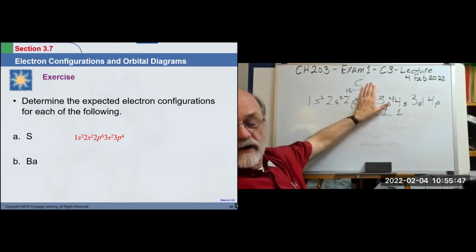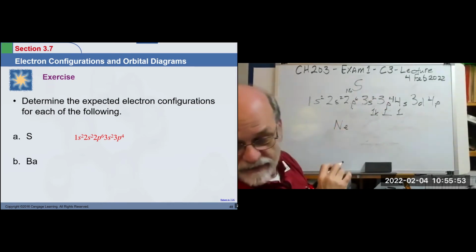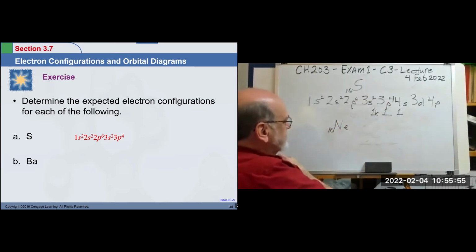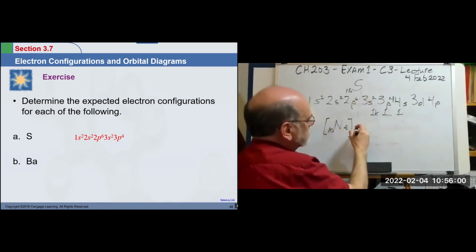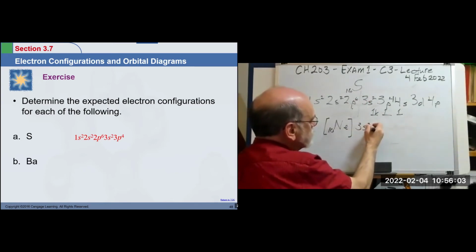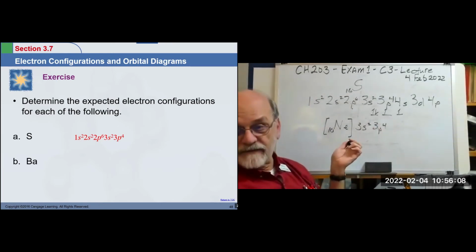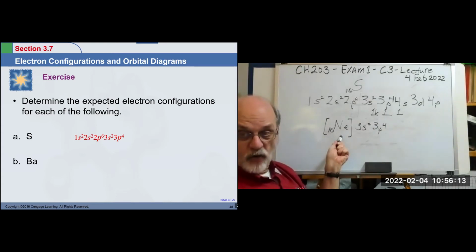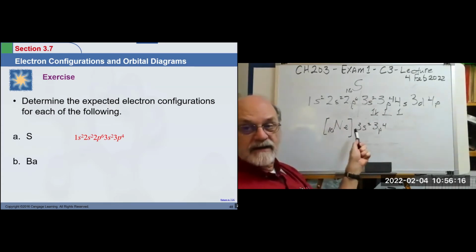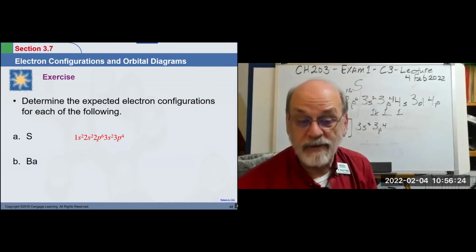Okay. So another shortcut way is to say neon with 10 electrons. And then past neon is 3s2, 3p4. That's an abbreviated version. We use the structure of neon as the core, and then we add 3s2, 3p4. Okay? Now that's going to come in handy when you get to something as big as barium.